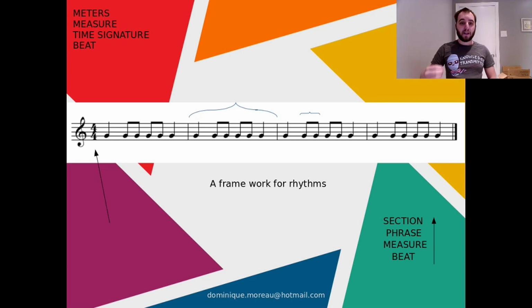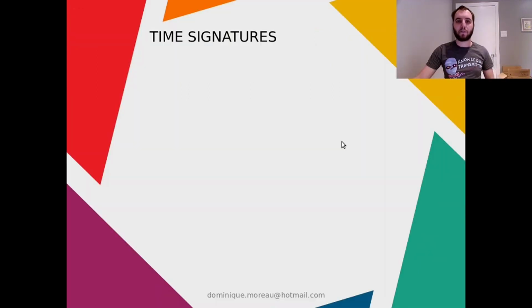But a meter, basically, is the combination of those measures and beats, and it's a framework for the rhythms that come in them. So the repetitiveness of the beats and of the measure helps you understand all of those rhythms that are put into the meter. On to time signatures.